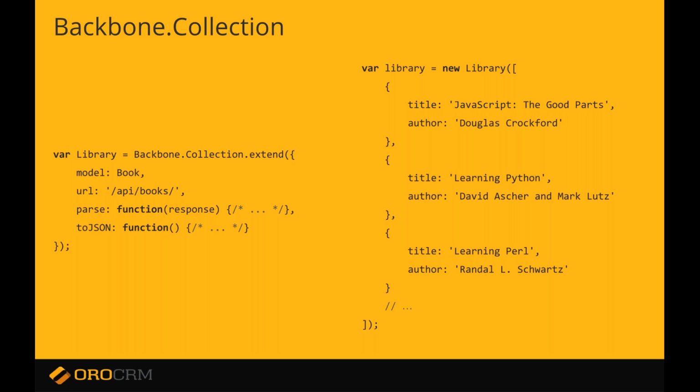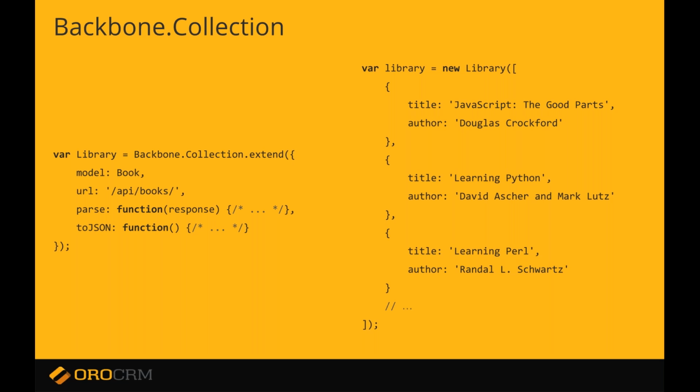collection Library, and if we need, we also can specify a parse method that will get the response from the server and manipulate it somehow to fetch data from the response. And if we need to, we can also specify a toJSON method that will somehow manipulate data before returning them as an ordinary object.